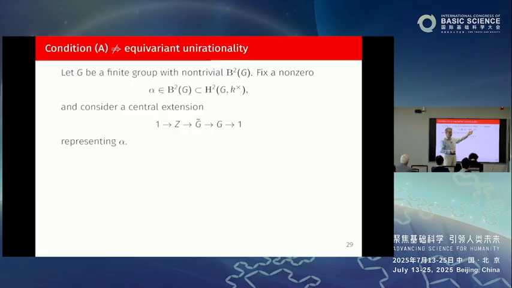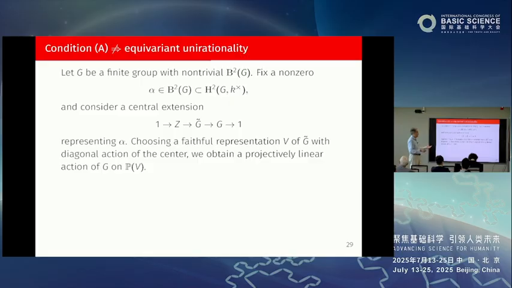Now, what are Bogomolov multipliers? It's some class in H2. Well, there will be a central extension of your group, a cyclic central extension. And then we just pick a faithful representation of that extension with the property that the center acts diagonally in this representation. You can cook up such representations. And then you projectivize. That will give you a projective linear action of the group G on projective space.